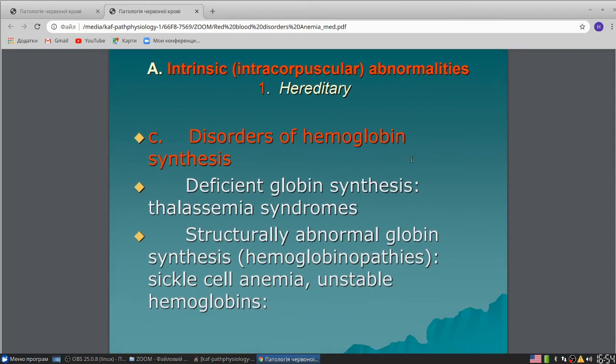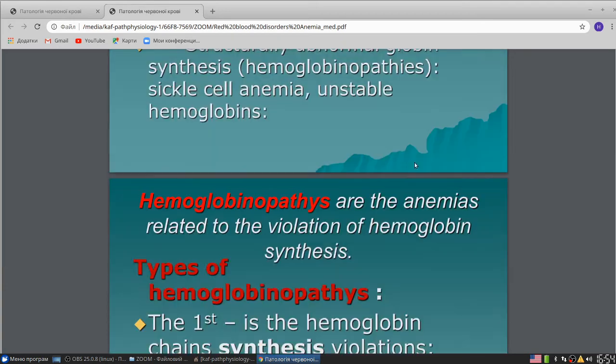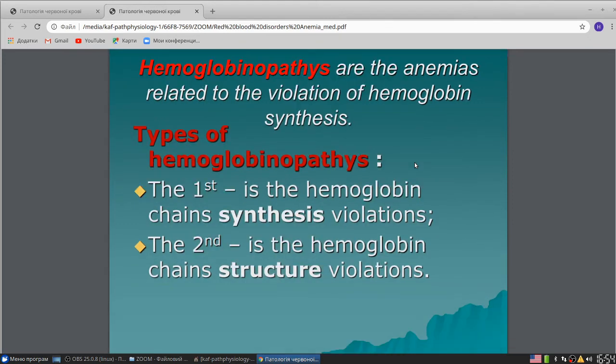Hereditary type disorders of hemoglobin synthesis include deficiency of globin synthesis, thalassemia syndrome for example, and structural abnormalities of globin synthesis, which are hemoglobinopathies, including sickle cell anemia and anemia with unstable hemoglobin. Hemoglobinopathies are the anemias related to violation of hemoglobin synthesis. We have a few types of hemoglobinopathies. The first one is hemoglobin chain synthesis violation, and the second one is hemoglobin chain structure violation.